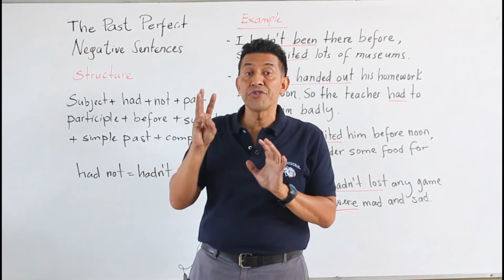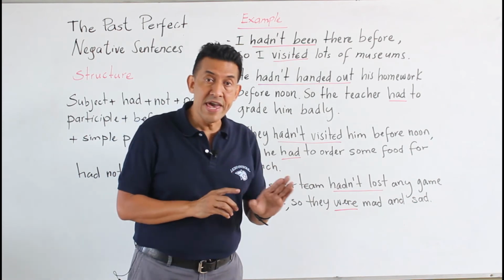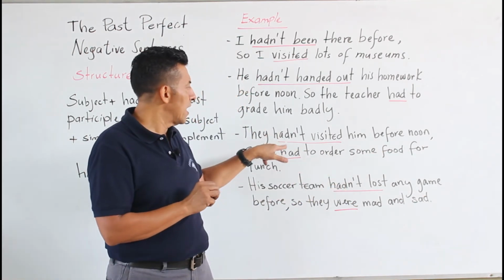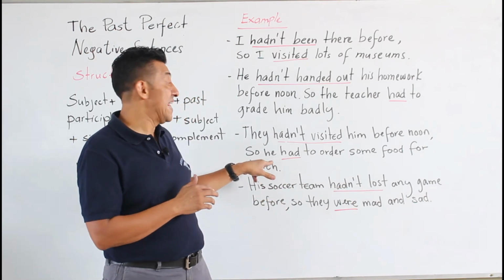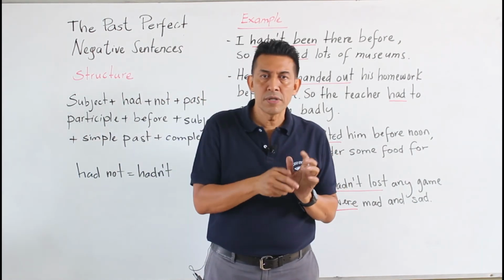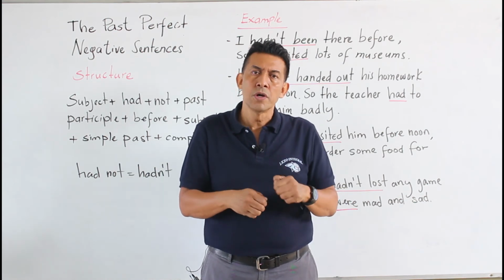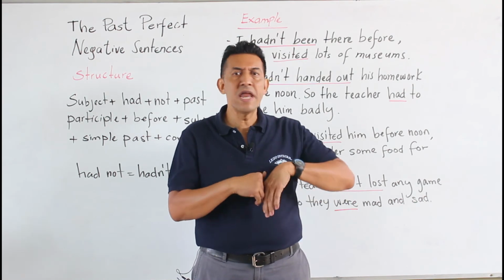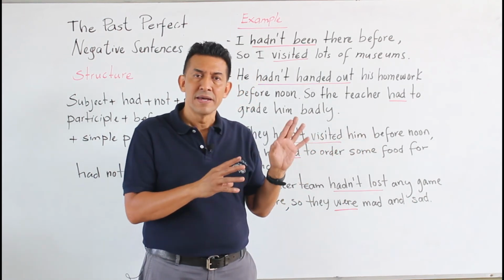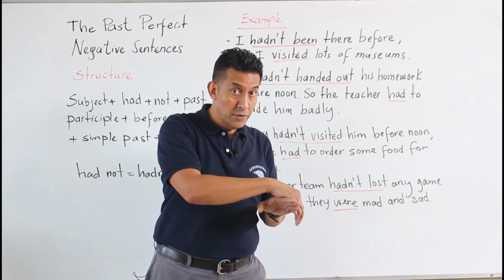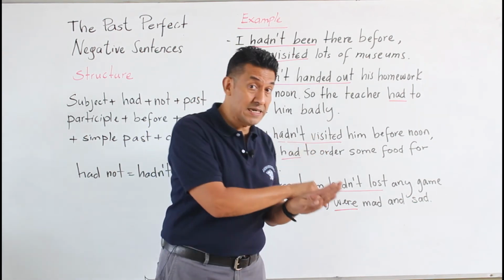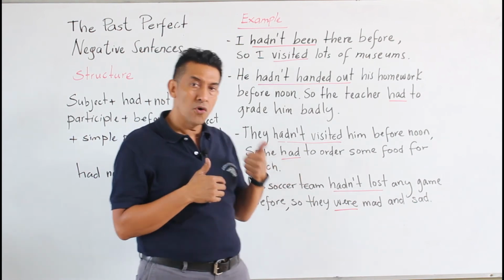Now let's go to the third example. They hadn't visited him before noon. So they had never done it before. So they hadn't visited him before noon. So what happened? He had to order some food for lunch. What happened here is that he usually cooks. So he usually makes lunch, or he usually makes something. Because these people hadn't visited him before noon, that means that these people visit him after noon. So when he already had something to eat, in this case, because they hadn't visited him before that time, what happened? He had to order some food for lunch.